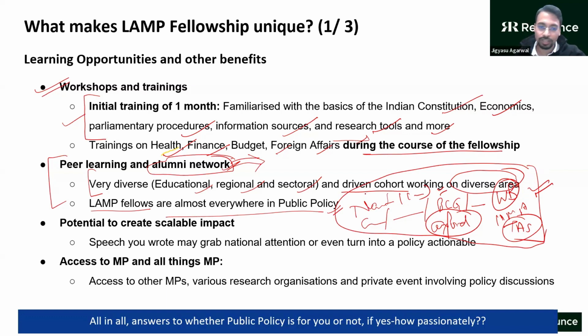Apart from this, even if you, let's say, are looking for some referrals and all those things in the market, the LAMP fellowship tag can certainly and undoubtedly help you. All right.